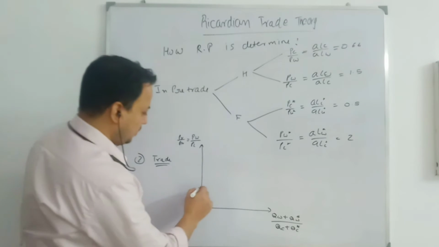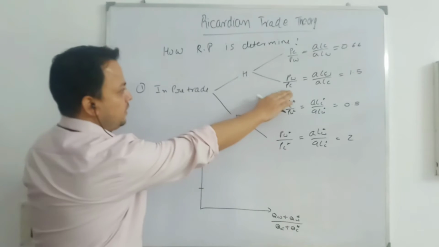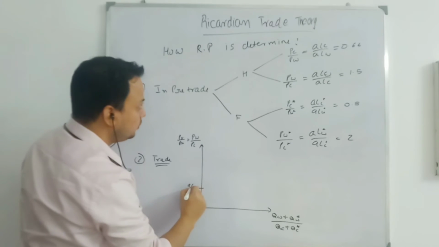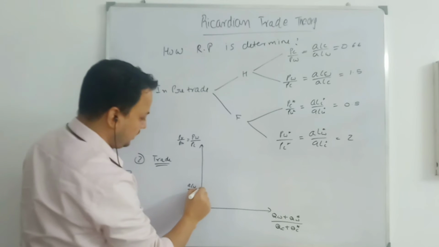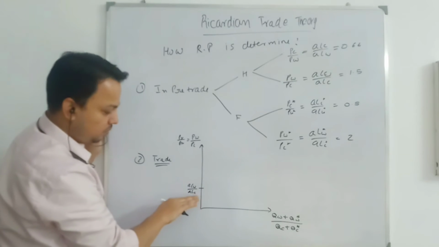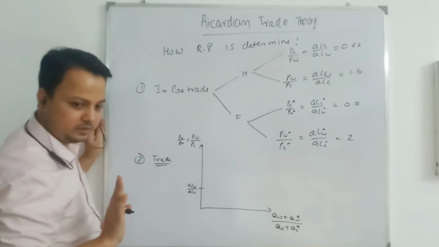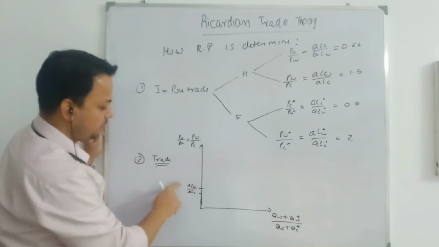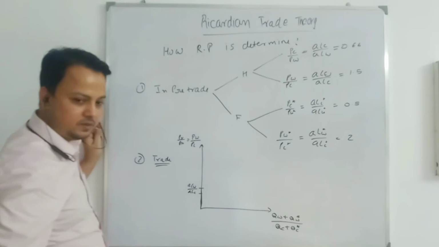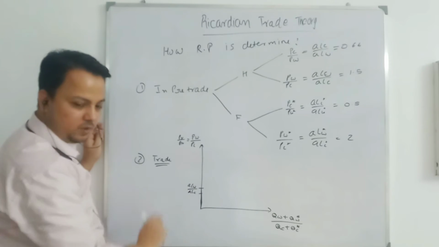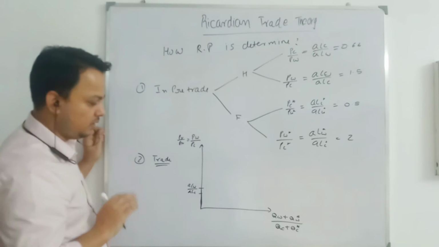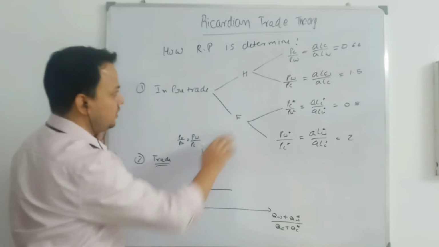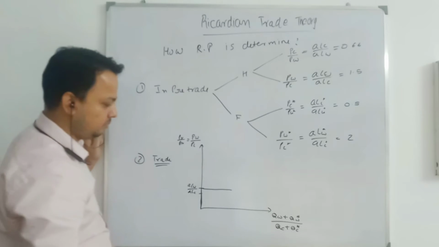Now, you know in the pre-trade situation, what is the price prevailing in the home country? The relative price of wine, ANW over ANC, which is 1.5. Below this price, if the relative price of wine is below this, no production of wine will take place. So wine production will be 0. If you take any price below the price prevailing in the home country, say 1.4, no wine production will take place in the world. This is the part of the graph that you get, a step function. Then, when the price is equal to this one, you get this portion of the supply curve.